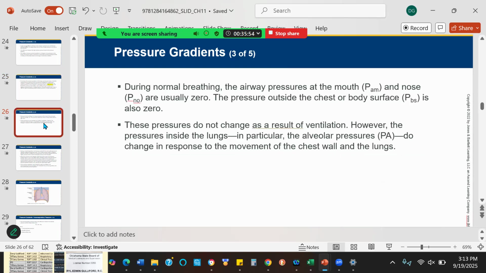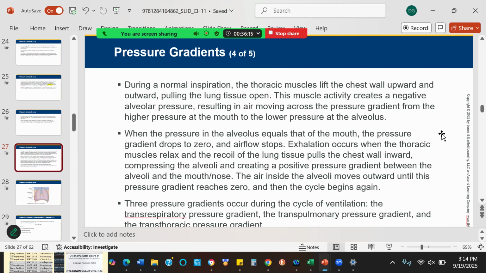During normal breathing, airway pressures at the mouth and nose are usually 0. It takes very small amounts of pressure change for a healthy patient to breathe, and we're all very fortunate because of that. Pressures inside the lung do change in response to movement of the chest wall and the lungs. During a normal inspiration, the thoracic muscles lift the chest wall up, the diaphragm descends, and then a small amount of negative pressure is generated.